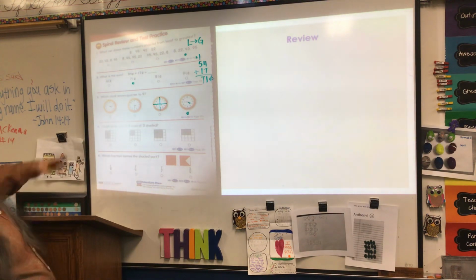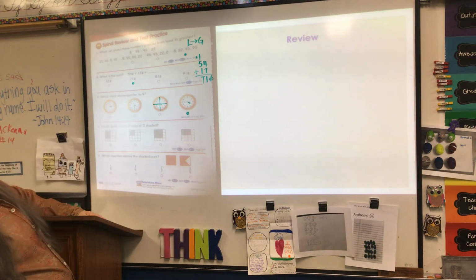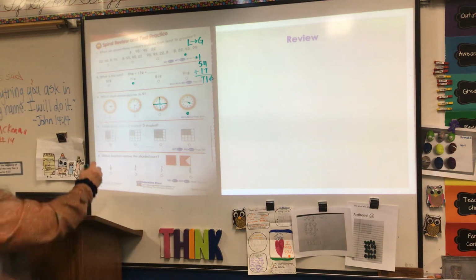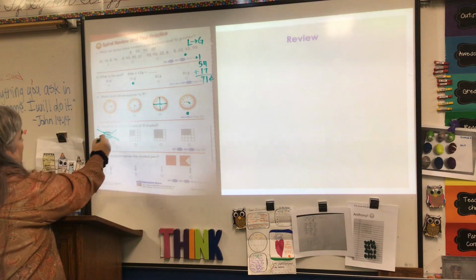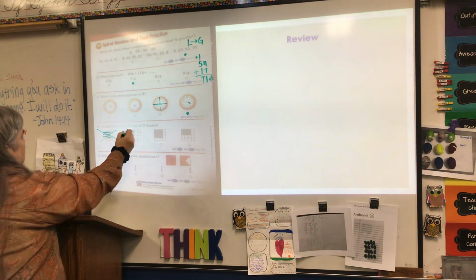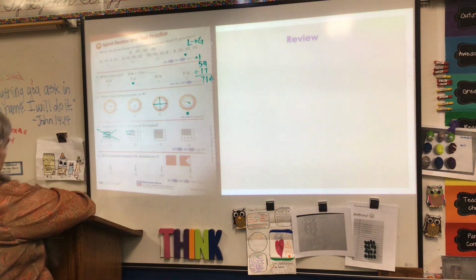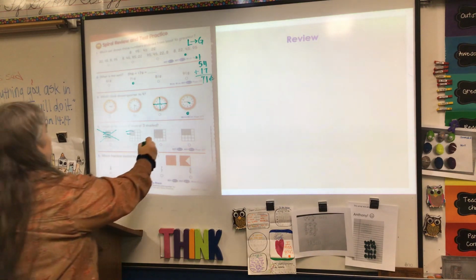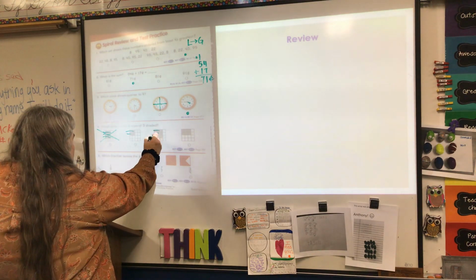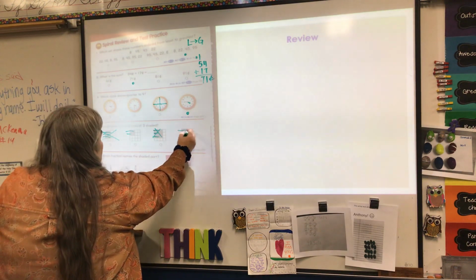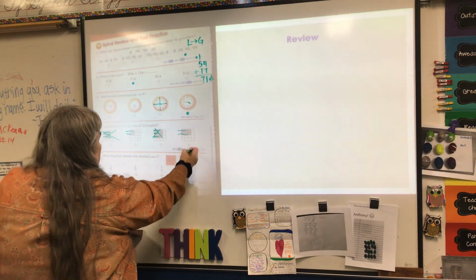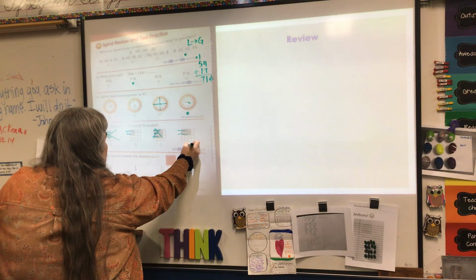Okay. Which array shows 2 rows of 3? So let's see. This is 3 rows, so it can't be that one. This is 2 rows, but it's only 2 rows of 2. That's not right. This one is 3 rows, so that can't be right. Oh, I think this is it. 2 rows, and in each row there's 3.